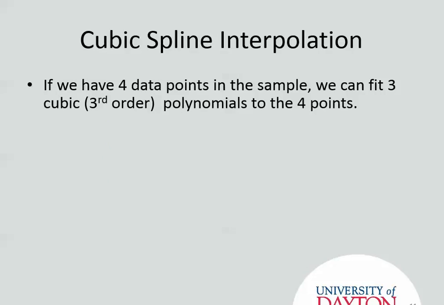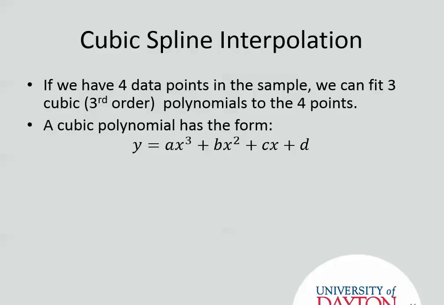All right, so cubic spline polynomials. We said we have 4 data points in our sample, so we can fit 3 third order, or cubic, polynomials to our 4 data points. And a cubic polynomial has this generic form. So we're now starting to walk through the handout that I passed out. Everybody's got this handout. I highly encourage you to follow along and fill in the blanks because it will be helpful for the in-class exercise that we'll do on Friday and for your homework. So we have our cubic polynomial, and it has this generic form.